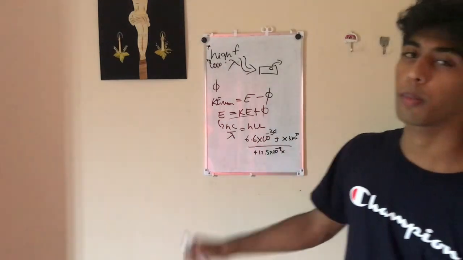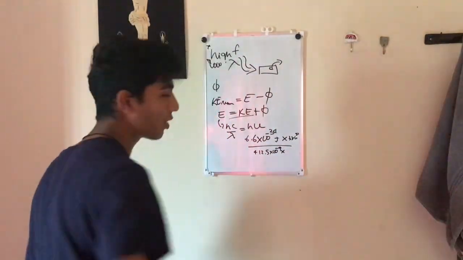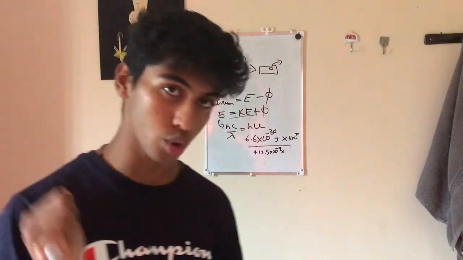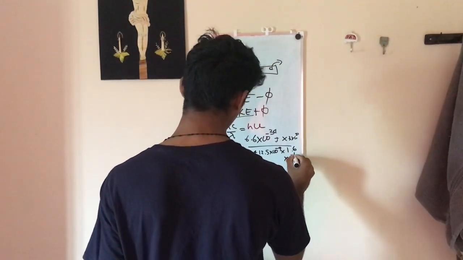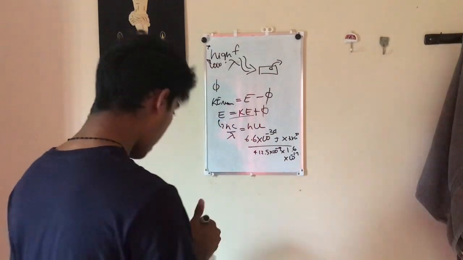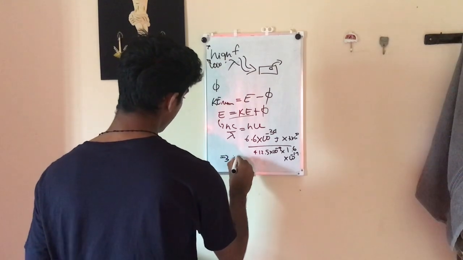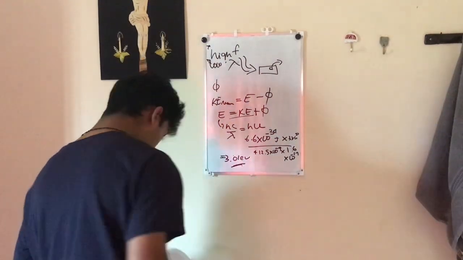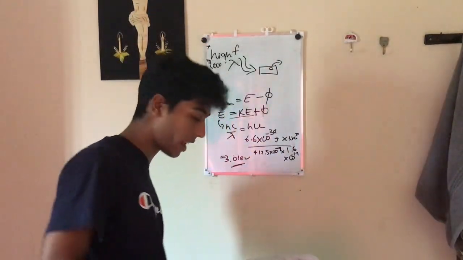1 electron volt is equal to 1.6 into 10 raised to minus 19 joules. So you want to divide. So 10 raised to minus 34 divided by minus 19 gives you this, and you are going to get 3.01 electron volt. So my total energy incident onto the metal surface is 3.01 electron volt.